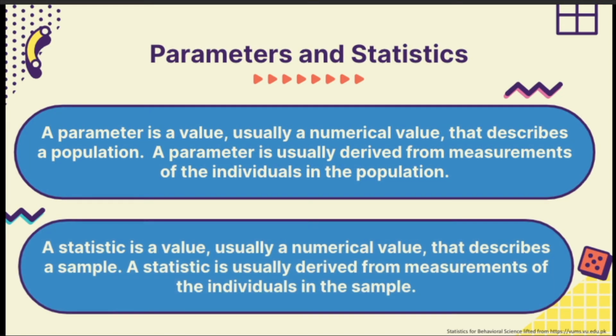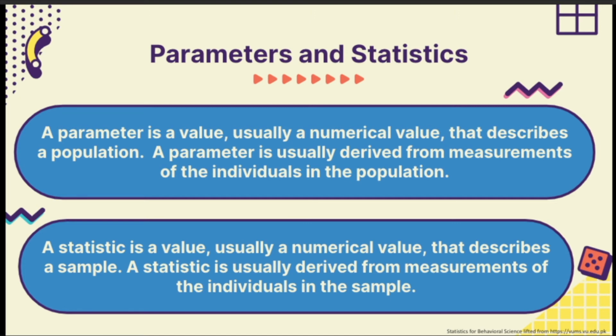When we talk about a parameter, this is a value, usually a numerical value, that describes a population. And it's derived from the measurements of individuals in the population. It's the same with a statistic. The difference is that in a statistic, we are deriving it from the measurements of the individuals in the sample.